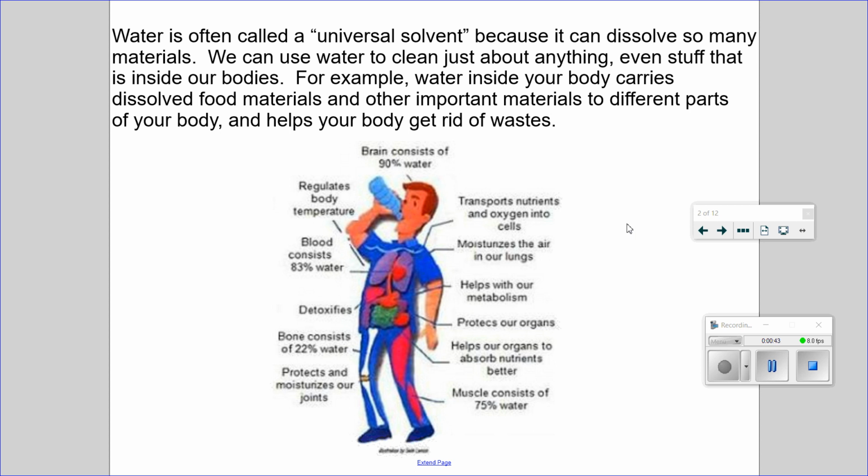You might want to put the video on pause while I'm finished speaking just to take a close look at this picture. What I find really neat is that the brain consists of 90% water. Our blood, that's 83% water. Even within our bones, bone consists of 22% water. Muscle consists of 75% water. It's like our individual bodies are plants with water in themselves. All right, let's move on.